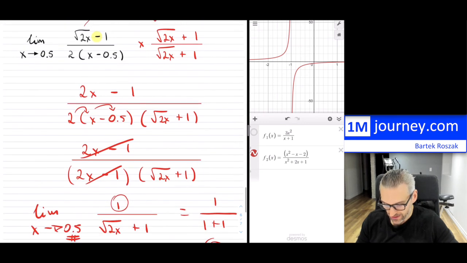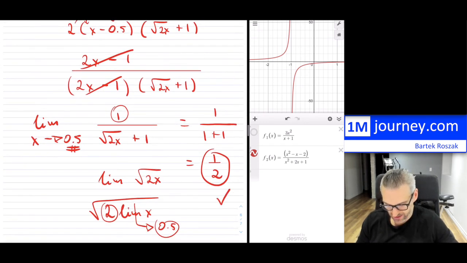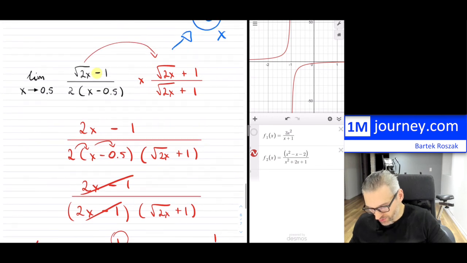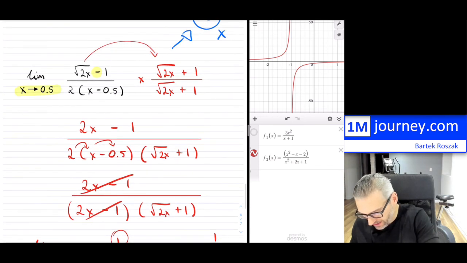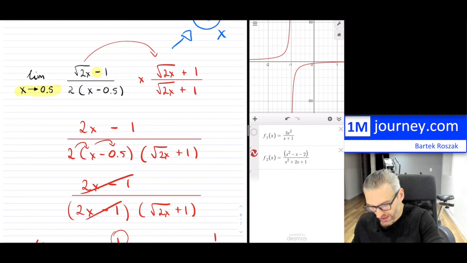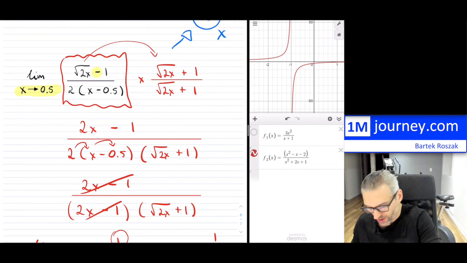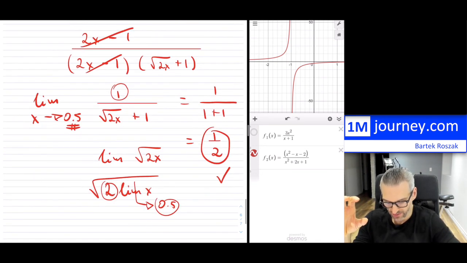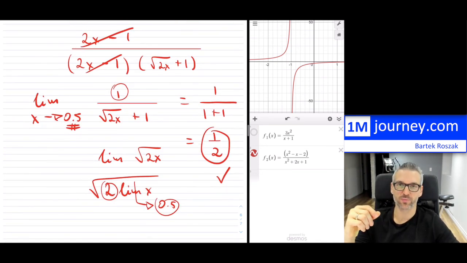That's really neat. For a removable discontinuity, the limit has to exist, and it does in here. If you take the original function and substitute for the limit, you get an indeterminate result. If you get an indeterminate result and then you massage the function such that you find that the limit exists, then that's a removable discontinuity.